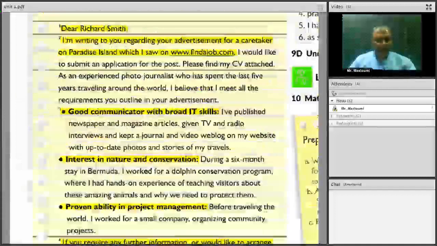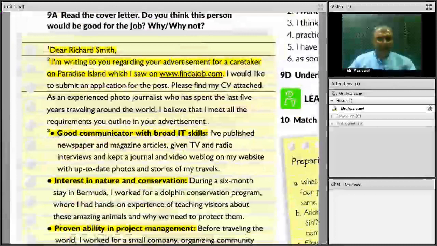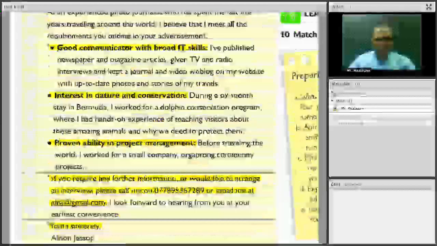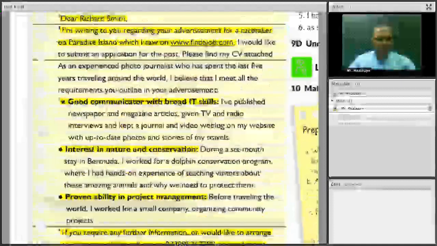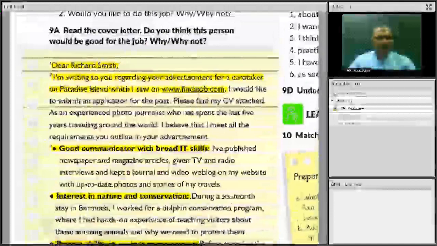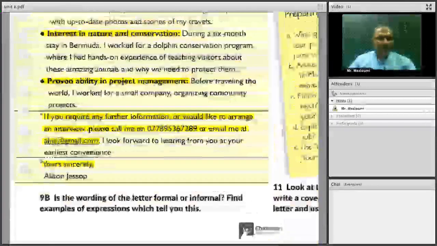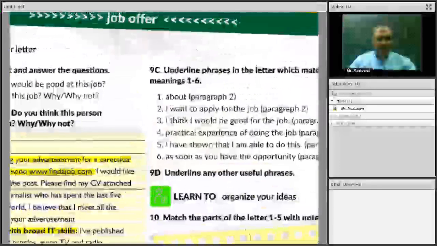Yes, formal. Remember, in formal letters, we use formal structures because this is a job applicant. It needs to be formal. We rarely use contractions, slang words, informal words, and we try to keep it as formal as possible.